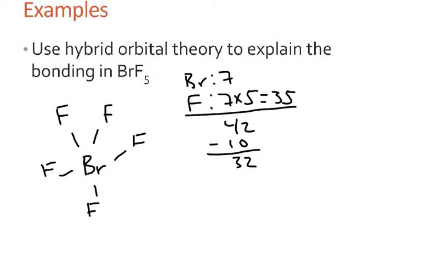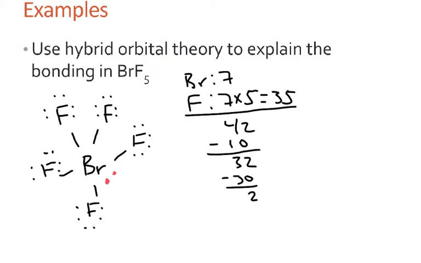I'm going to start placing these on the terminal atoms for fluorine. 2, 4, 6, 8, 10, 12, 14, 16, 18, 20, 22, 24, 26, 28, 30. So I just used 30 of the 32. So I have 2 electrons left over. Based on my rules for Lewis dots, I need to place them on the central.